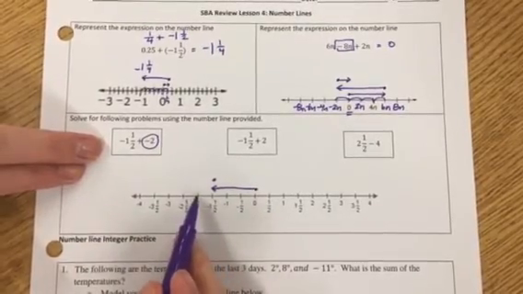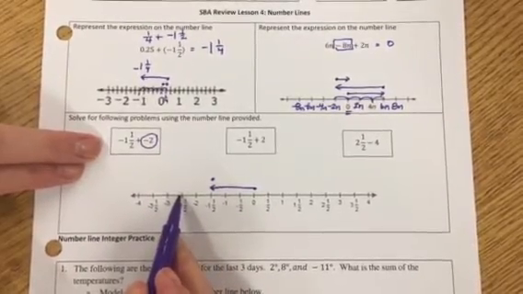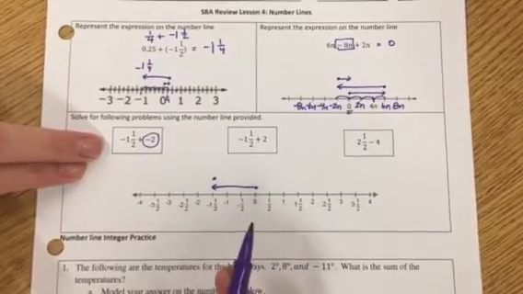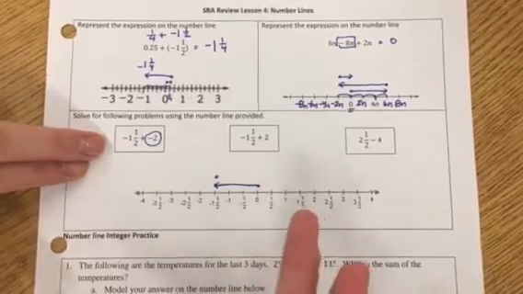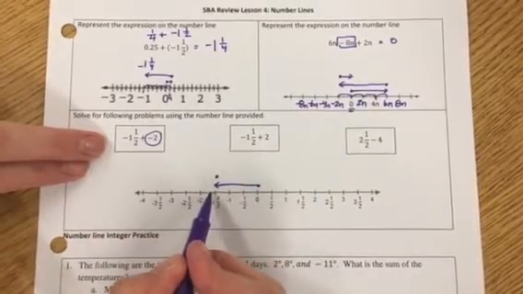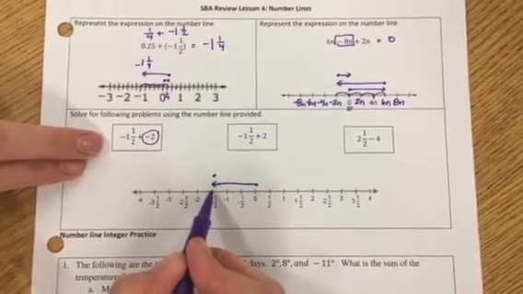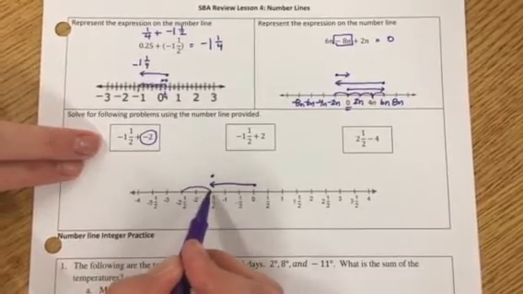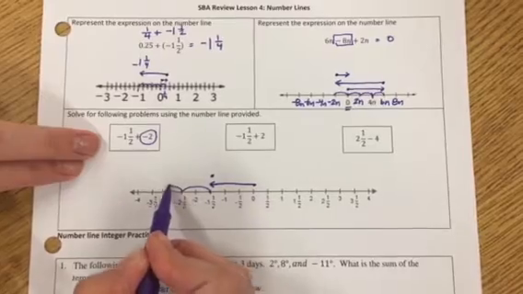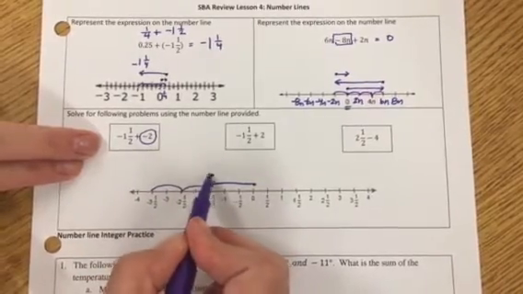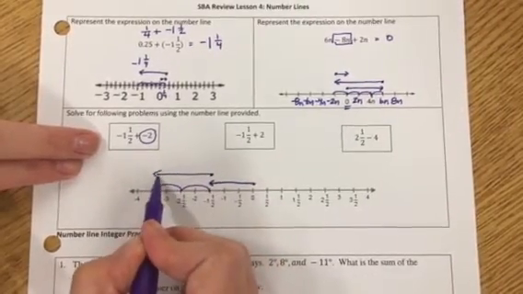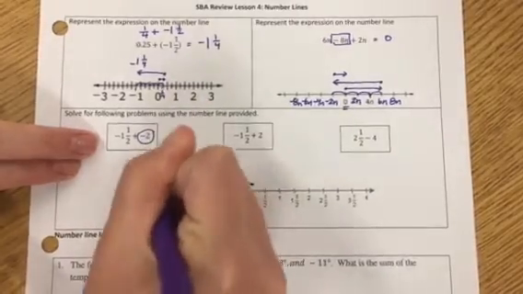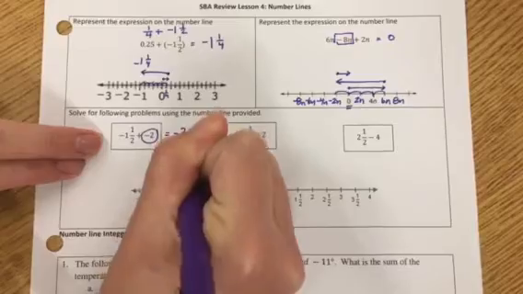Well, this is divided in halves. So I have to think about how many halves are in one whole. If you said there's 2 halves in one whole, that's correct. There are 2 halves in one whole. So I'm really counting by 2's. 1, 2, 1, 2. That's going to bring me back 2 wholes. And I end up at negative 3 1/2.